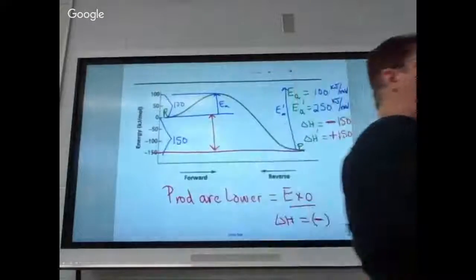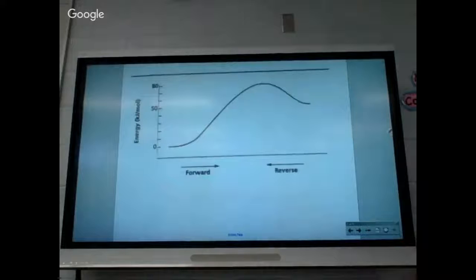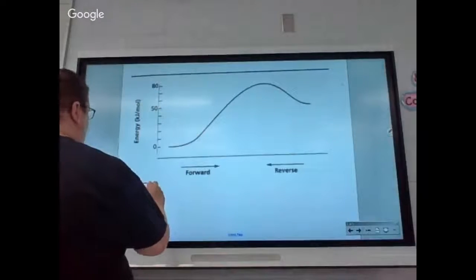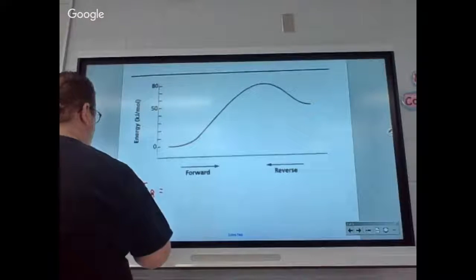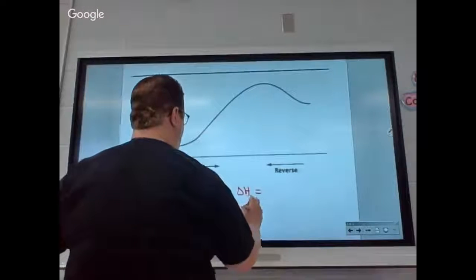So I want you to do the second one on that page right there, right in front of you. The one that looks like that. Same three things. You're finding EA, EA reverse, delta H, and delta H reverse.